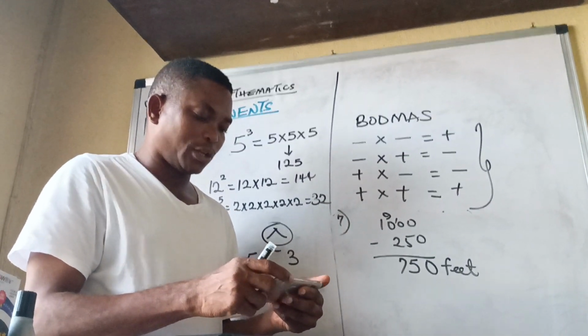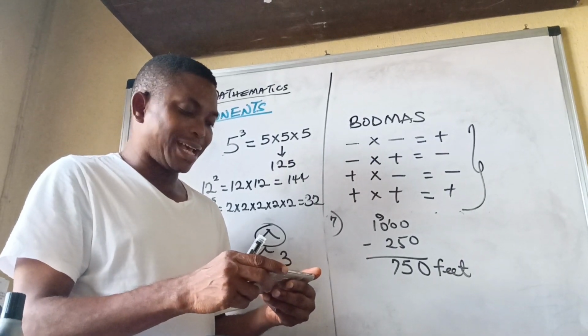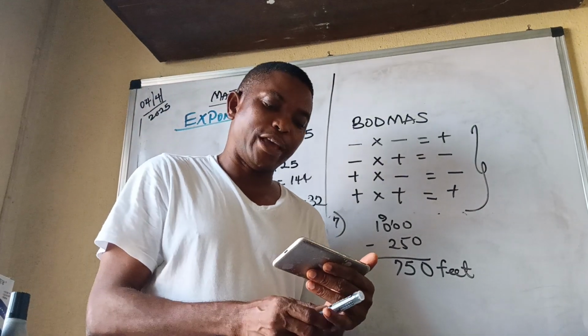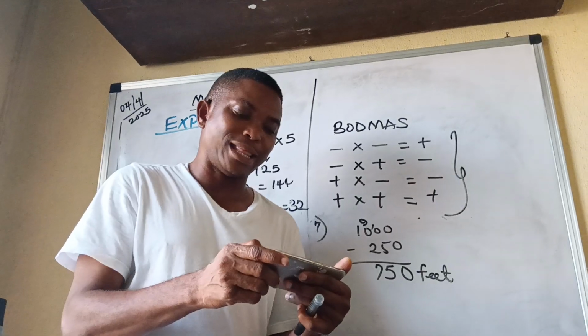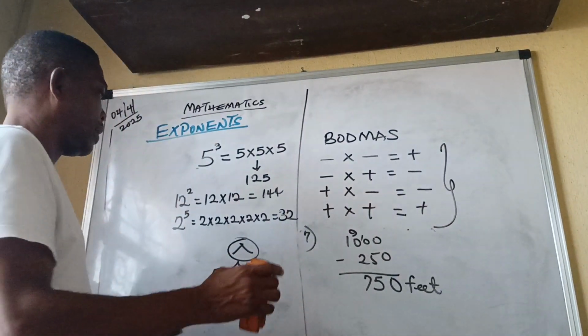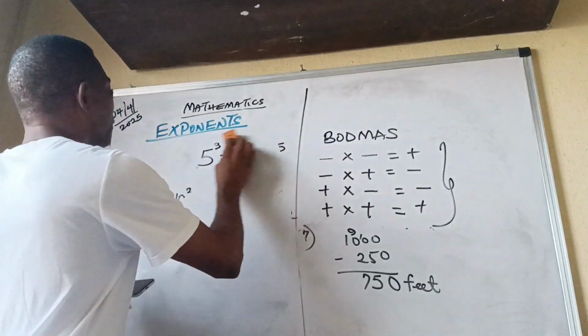But as we progress too, we can also use exponential. There's what we call exponential. So an exponent can also be 1, 0, or a negative number. Remember, any number with an exponent of 1 equals itself.